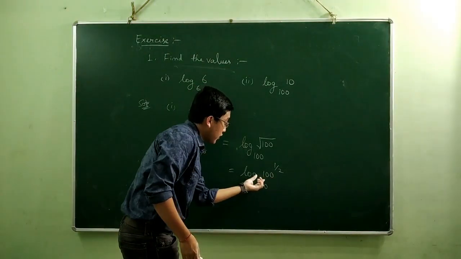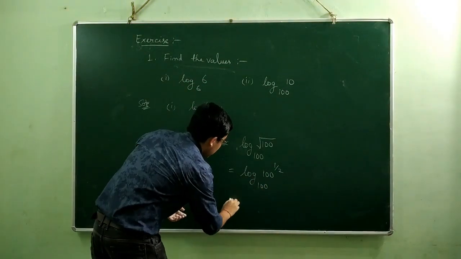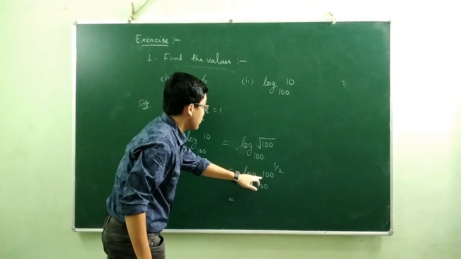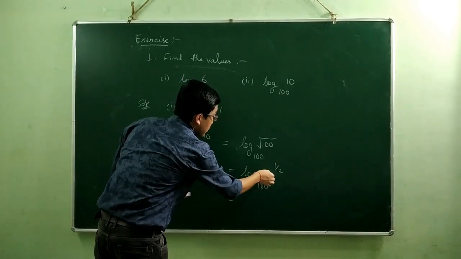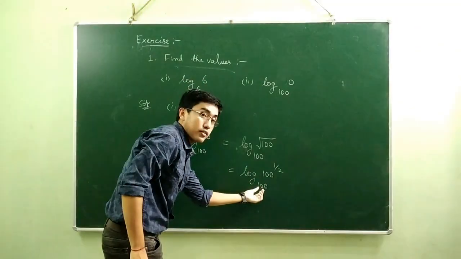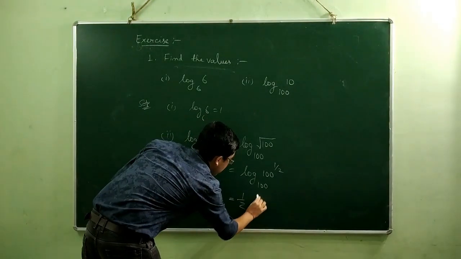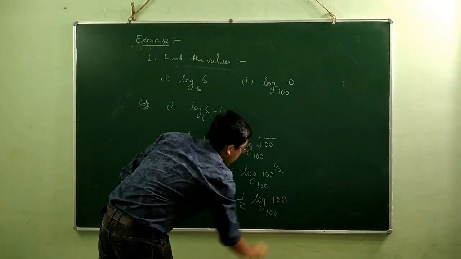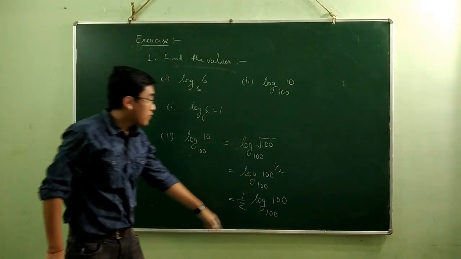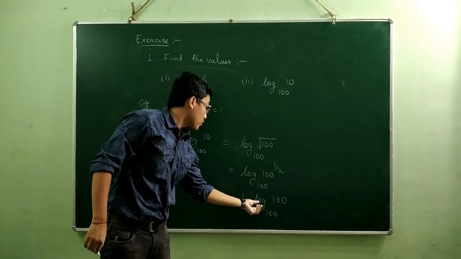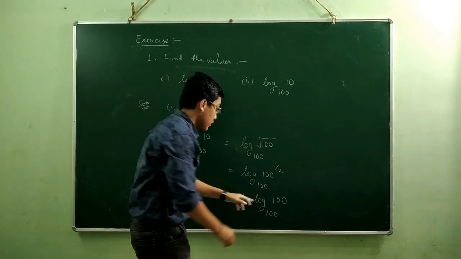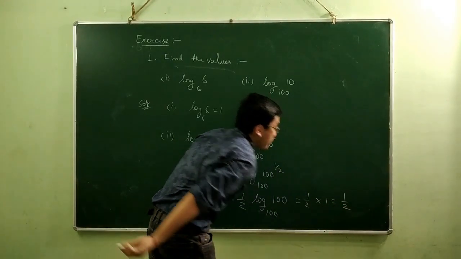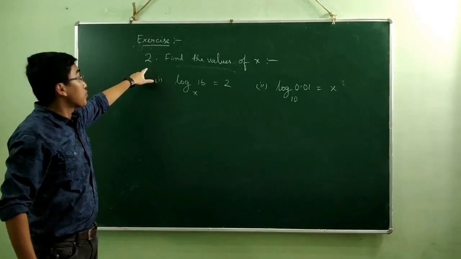Now I have a number 100, its base is 100. Next, what will I do? By using our third law, it says that if I have a number whose power is something and I have the same base, then the power is multiplied. So this will be half of log base 100 of 100. Again, if I take log of a number with respect to the same number as a base, then this will be 1, so this will be half into 1, answer will be half.